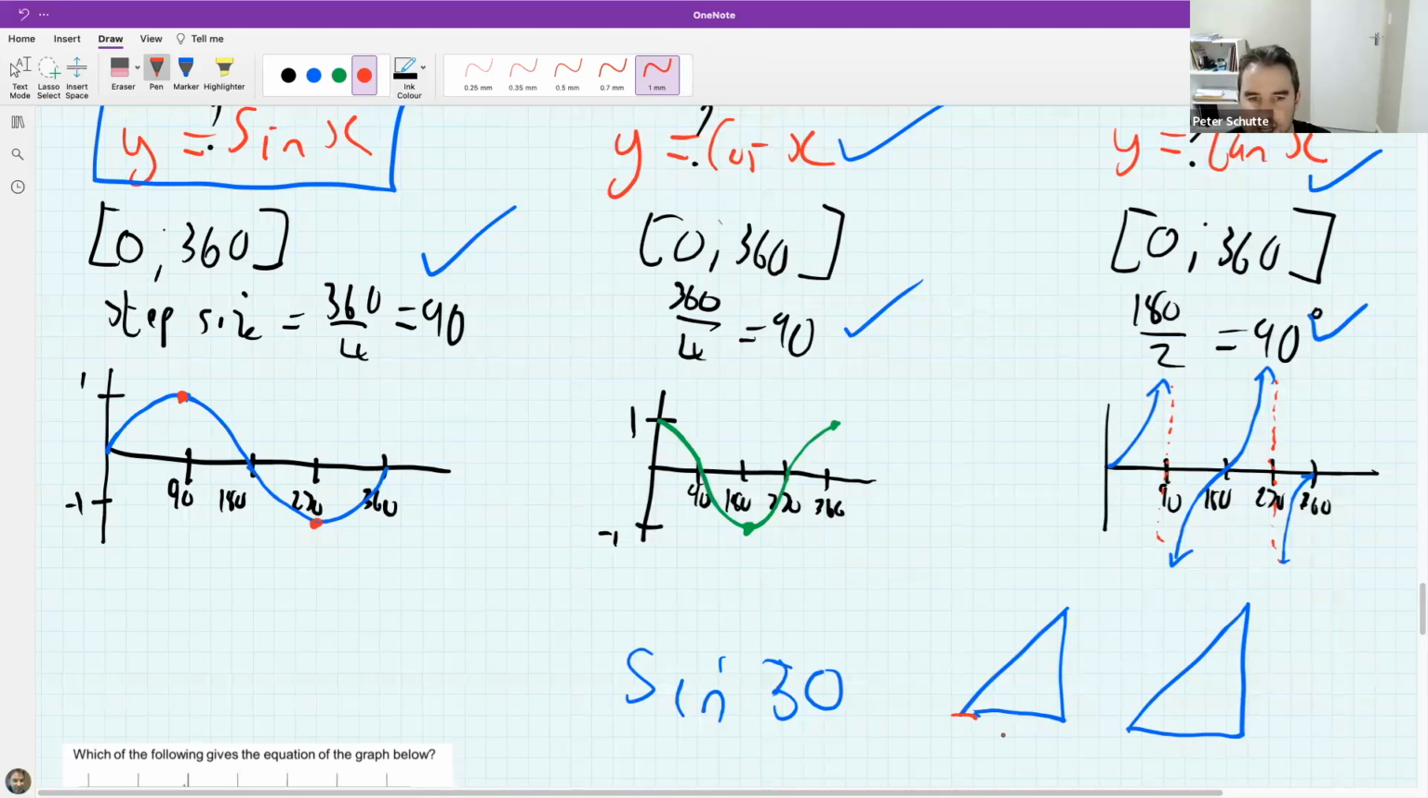Okay, you need to memorize what's called the special triangles. I think that's the easiest way to do it. So there's two special triangles. The one special triangle has 45, 45, and 90. The other one has 60, 30. Have you seen those before?